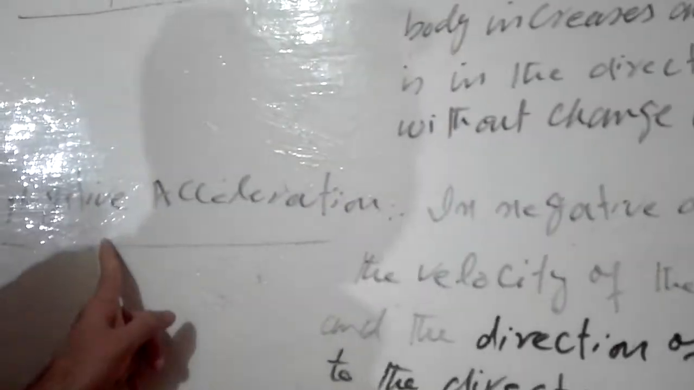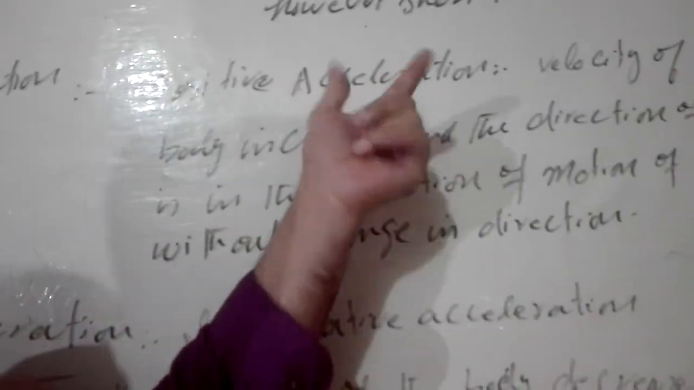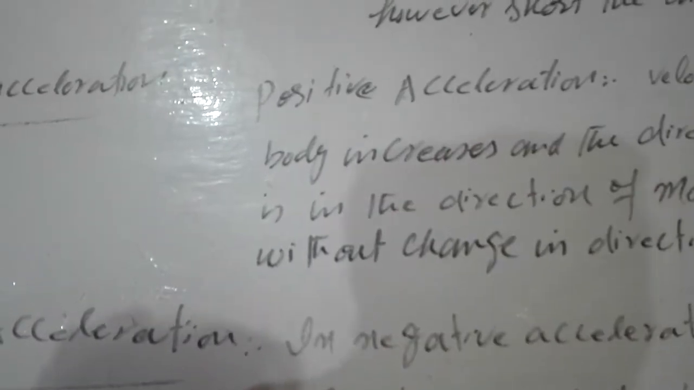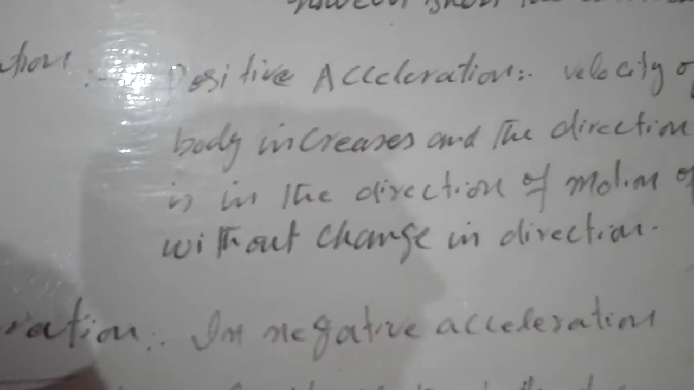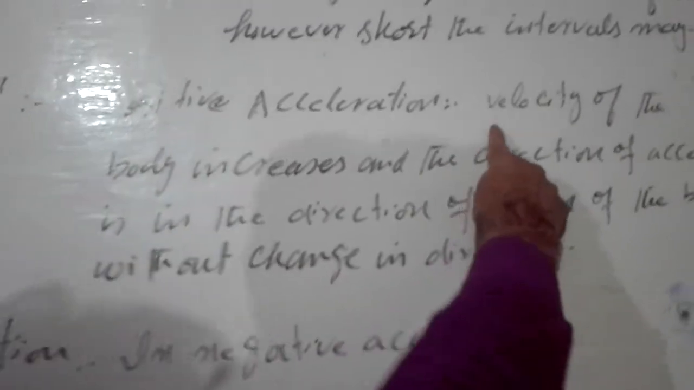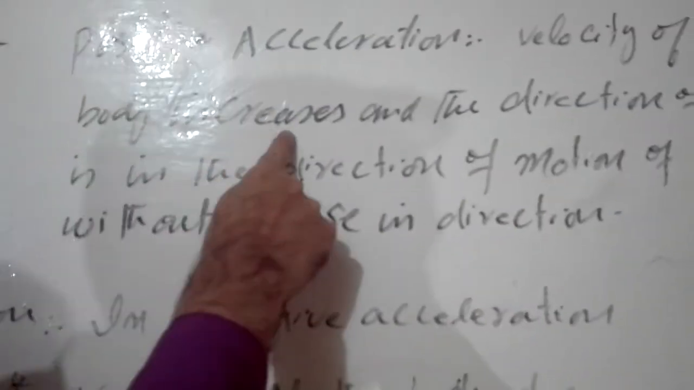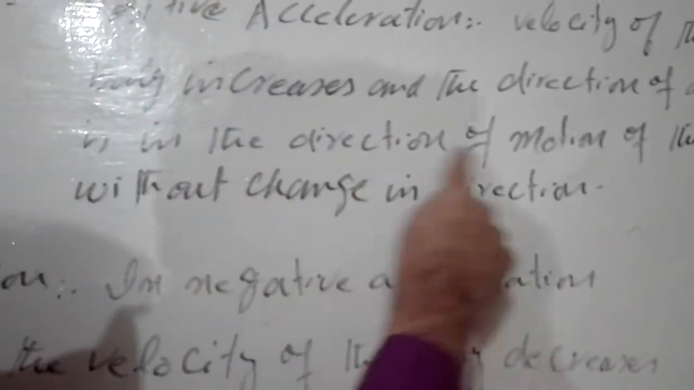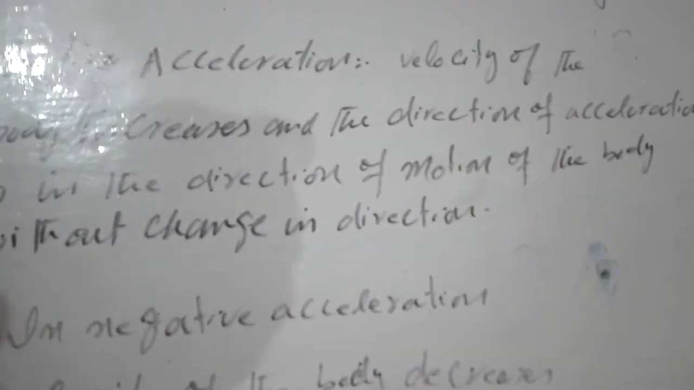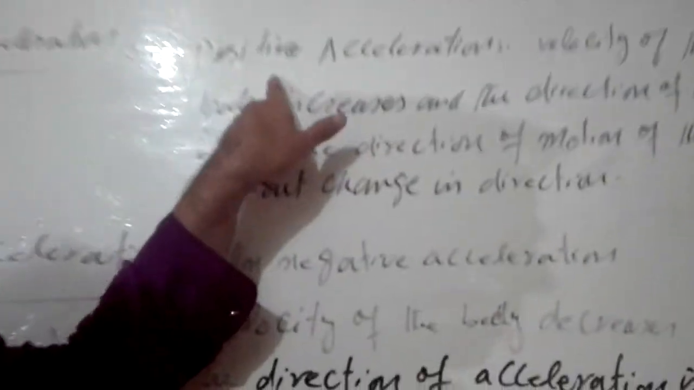Now next is the kinds of acceleration. There are two major kinds of acceleration. One is positive acceleration, second is negative acceleration. First of all, I will explain what is meant by positive acceleration. In positive acceleration you have to keep two things in mind. Velocity of the body always increases, and the direction of acceleration is in the direction of motion of the body. So these two things you have to keep in mind in positive acceleration.